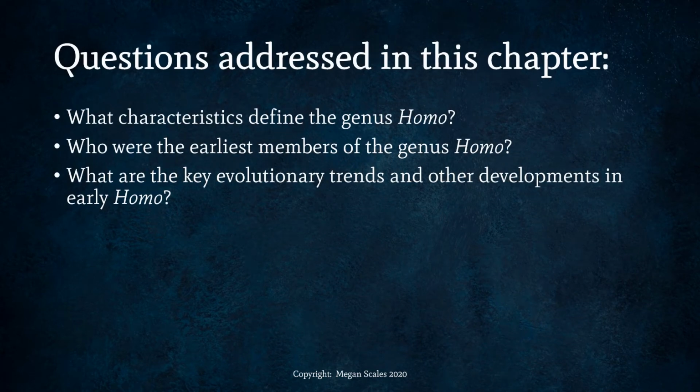So in this lesson, we are answering the questions of what characteristics define the genus Homo, who were the earliest members of the genus Homo, and what other key evolutionary trends and other developments existed in the early part of the genus Homo, when the genus Homo emerged about 3 to 2.5 million years ago.